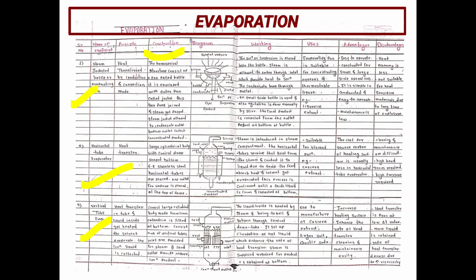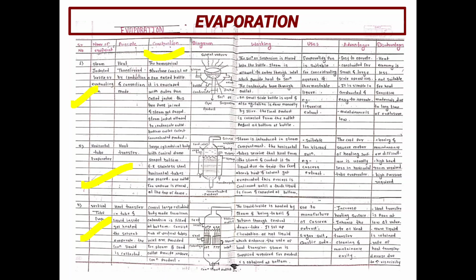The final product is collected from the outlet at the bottom of the kettle. Uses: the evaporating pan is suitable for concentrating aqueous extracts, thermolabile licorice extract. Advantages: easy to operate, constructed for small and large scale operation. It is simple in construction and easy to operate. Maintenance is low. Disadvantages: heat economy is less, and it is not suitable for heat sensitive material due to long time exposure.